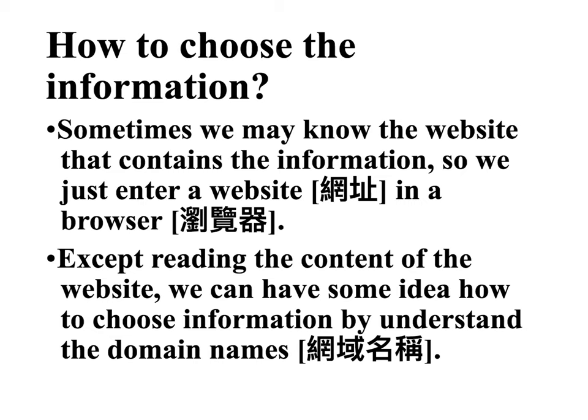So sometimes we may know the website that contains the information, so we just type the website in the browser. For example, I want to do a project about iPhone, so maybe I know that we need to search the information in the Apple website. So we just type the website of Apple in the browser. Except reading the content of the website, actually we can get some idea from the domain name.